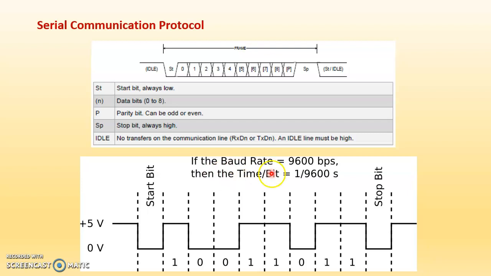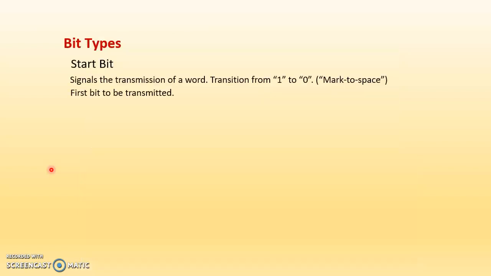And what is this baud rate? Baud rate is simply the bits transferred per second. This is called BPS, bits per second. So in 1 second, 9600 bits will be transmitted, and when we want to calculate time, it will be 1 by 9600 seconds. That will be the time to transfer that particular bit. So this is the serial communication protocol.